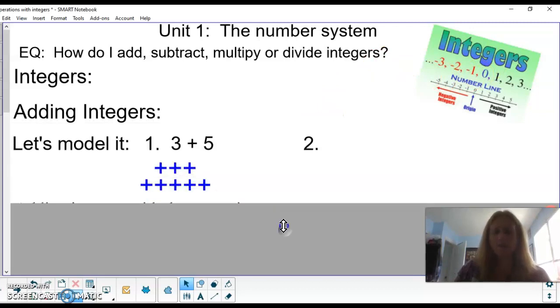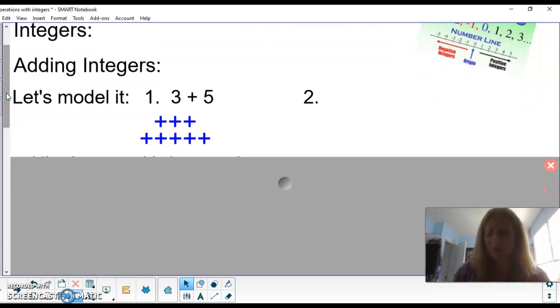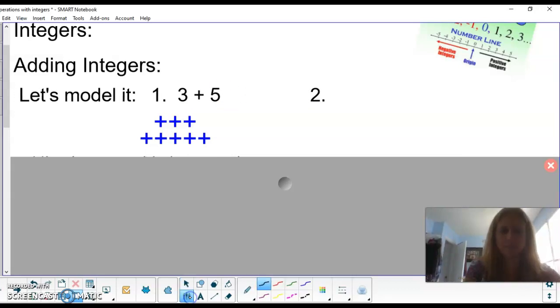So we're going to model this, and I don't expect you to draw pluses and minuses every time. This is just to show you how they came up with the rules, okay? But just to model it, if you have 3 plus 5, you have 3 positives and you have 5 positives. Well, all together, you are going to have your 8 positives. So nothing cancels out, and we're left with just 8, which, I mean, you know that that's equal to 8.